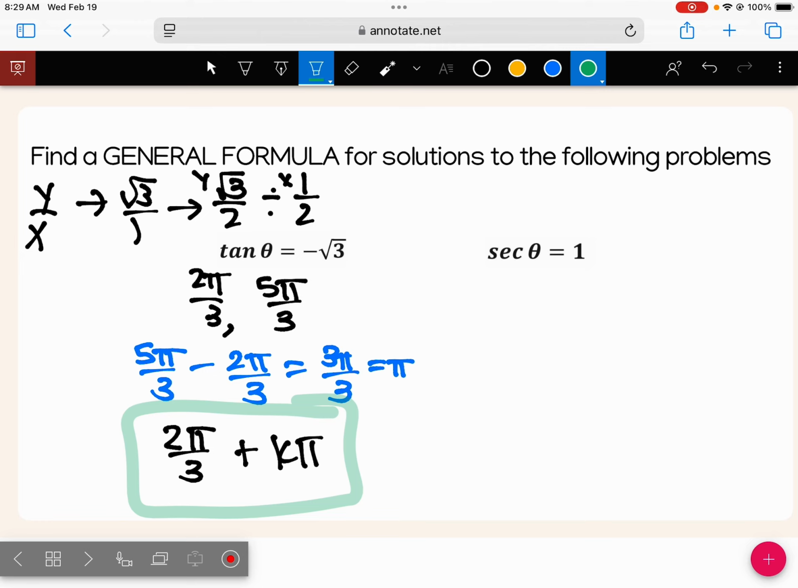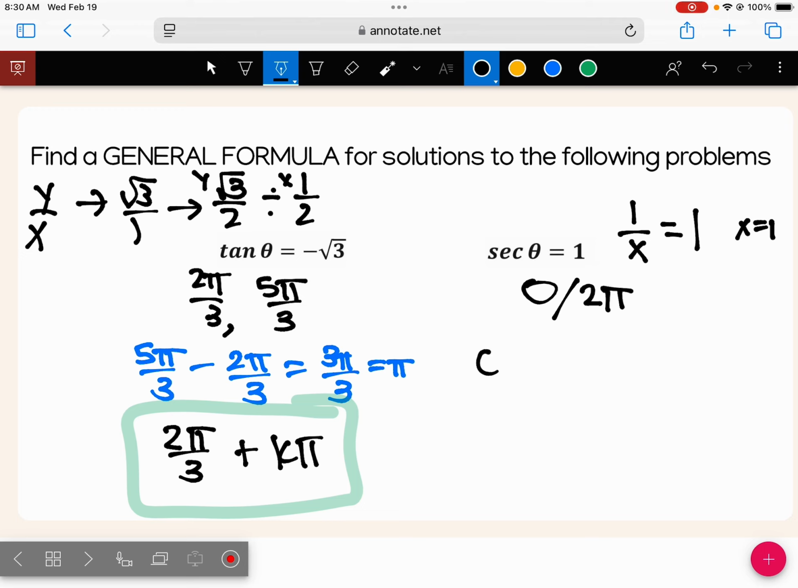When our sisters are equal to 1, we take the sister function. So secant is the sister to cosine, which is x. 1 over x is equal to 1, which means our only option for x is that x is equal to 1. So where in our unit circle is cosine equal to 1? The only place that happens is 0/2 pi.